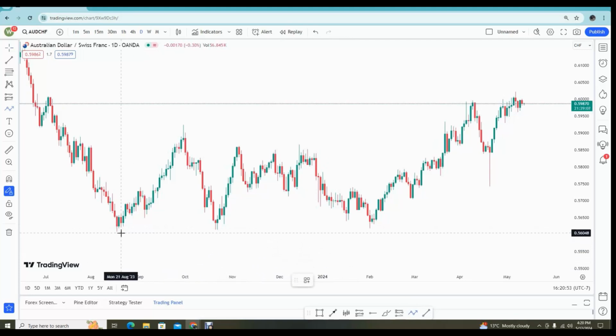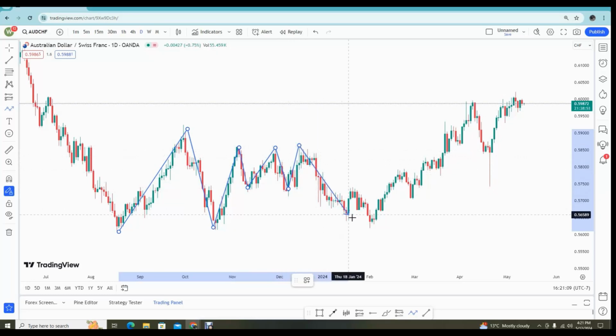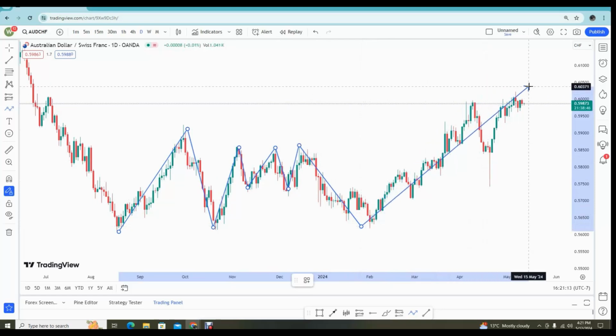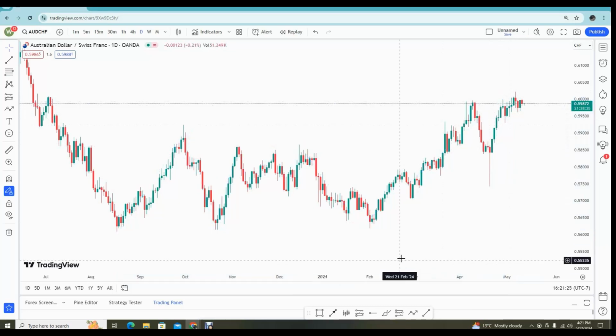As you can see on the daily time frame, this is what the market has been showing us. Boom, back to the zone. We have this type of movement, back to the zone. After this point, we can see that the market popped up like this. So let's take a look at how we're going to have an opportunity from this market right here.